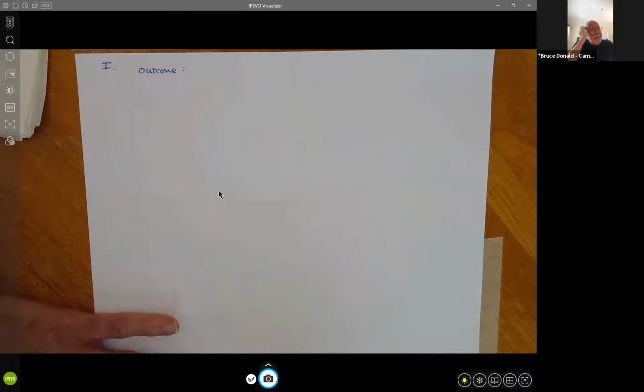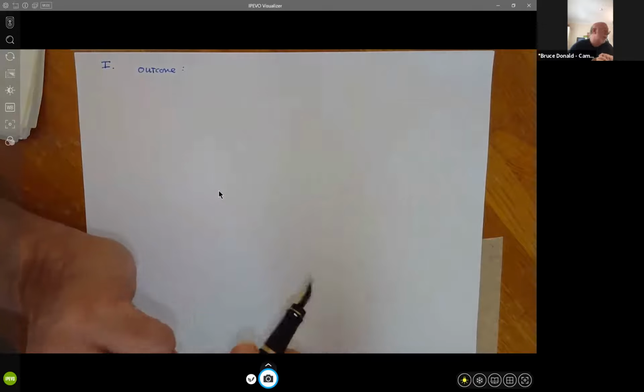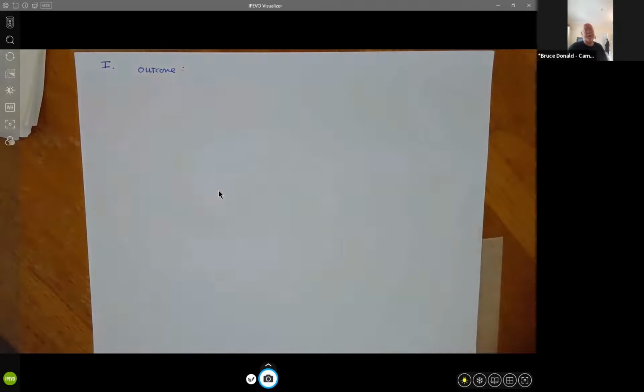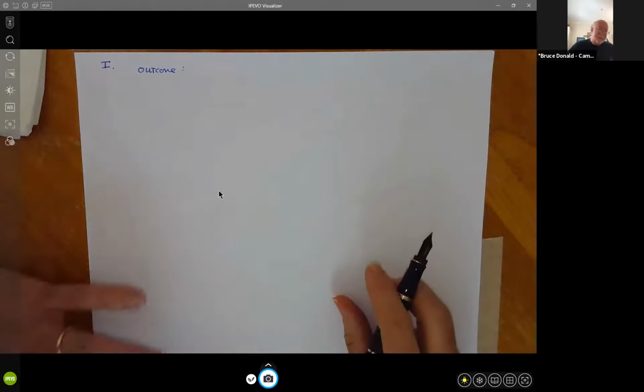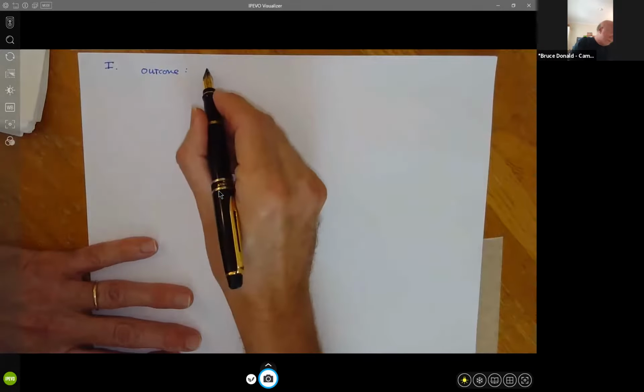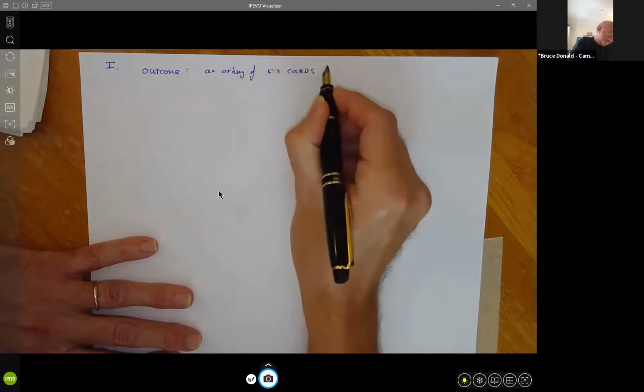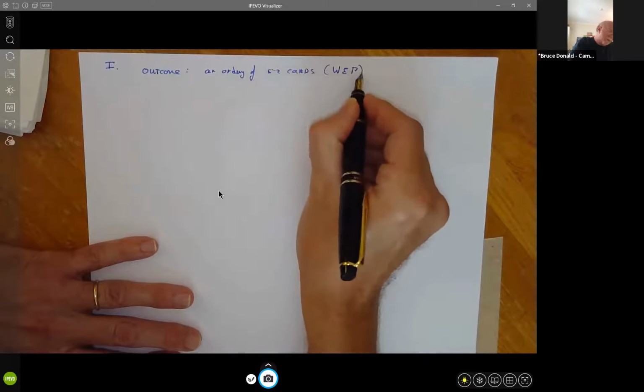So we'll define an outcome a little more rigorously next lecture, but for our purposes here, an outcome is some ordering of the 52 cards. So I take the cards and I shuffle them, and I'm going to distribute them out. I'm going to assume that an outcome is one of those orderings that determines everything. And of course, I'm going to assume in this case that every ordering is equally probable. So an outcome is an ordering of the 52 cards, and these occur with equal probability, WEP.